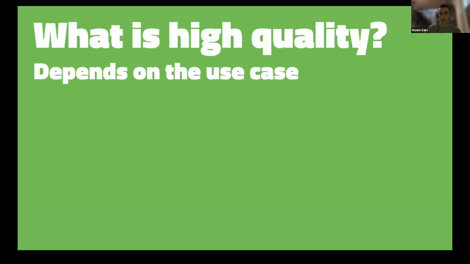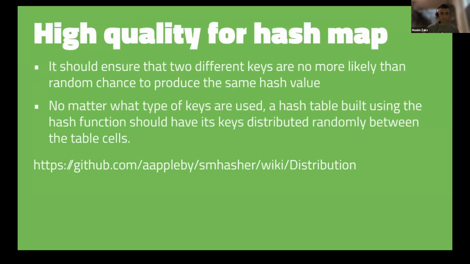But if we talk about hash maps, then the high quality for a hash map, and here's the definition, should ensure that two different keys are no more likely than random chance to produce the same hash value. And no matter what type of keys are used, the hash table using the hash function should have its keys distributed randomly between the table cells. So here it's all about distribution, right? And it comes from this project called SMHasher, and this definition comes from the distribution wiki page.